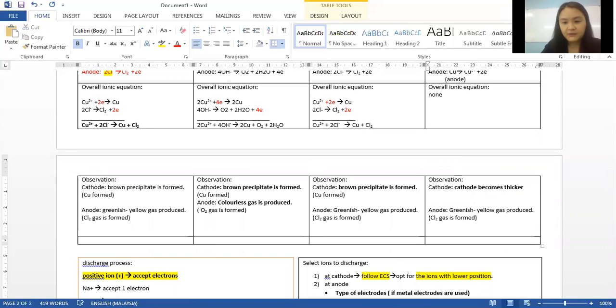All right, now if you want to know the reason why, this is because Cu form, all right, will precipitate around the copper electron.